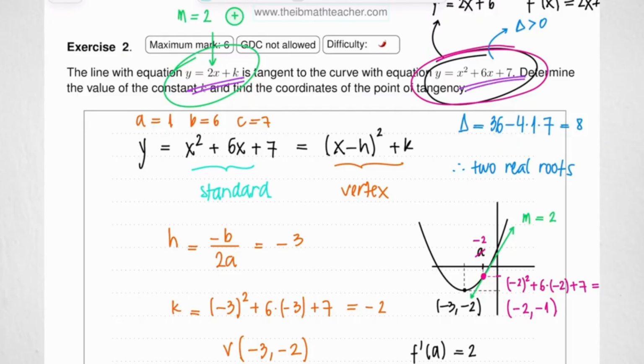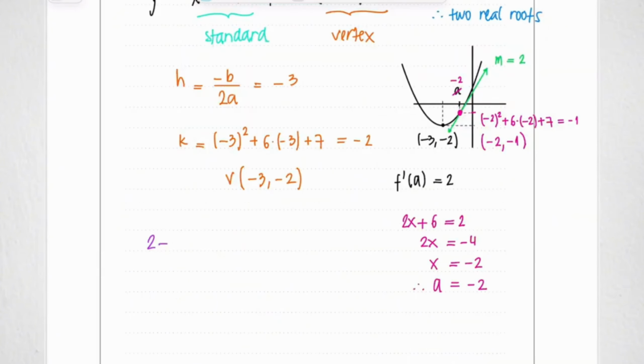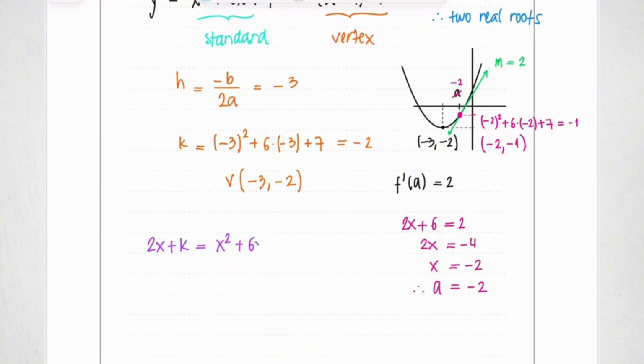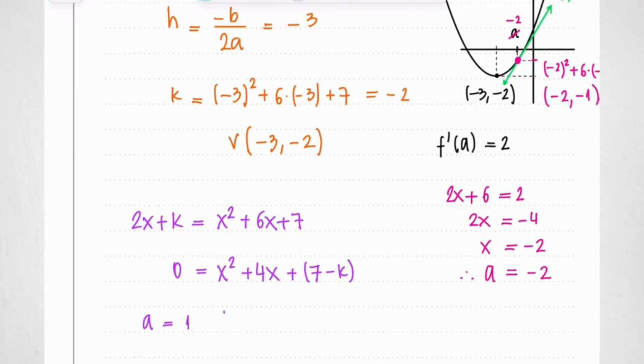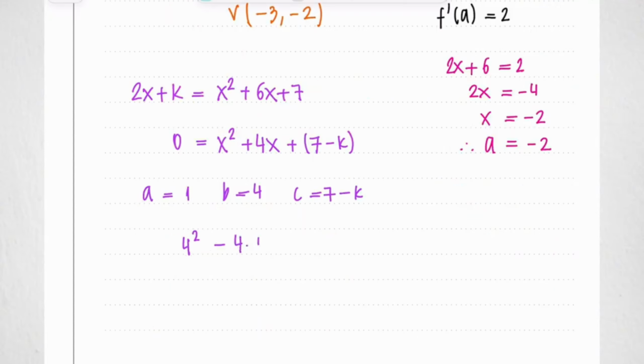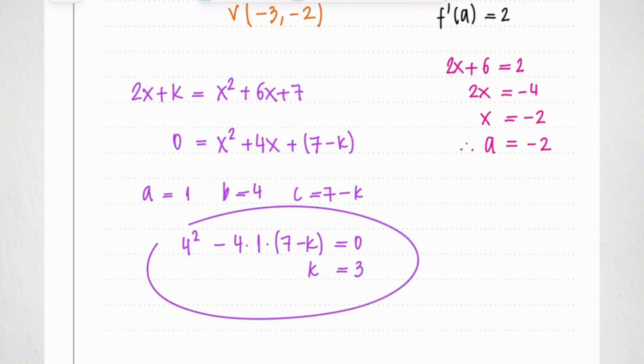Now, you might be asking, what is the second way? Well, if the line and the quadratic intersect at just one point, that means that when you set 2x plus k equal to x squared plus 6x plus 7, you should get just one solution, which means that by solving this quadratic, you should get just one root, which means that the discriminant has to be equal to 0. In this case, a equals 1, b equals 4, and c equals 7 minus k. So b squared minus 4ac should be equal to 0. Therefore, k is equal to 3 by solving this equation.